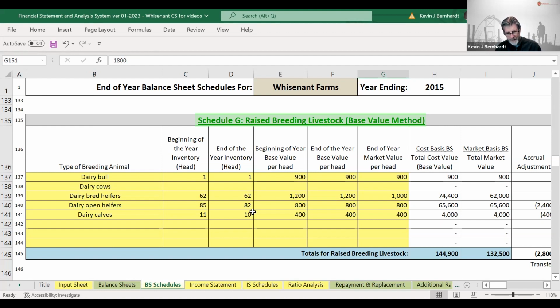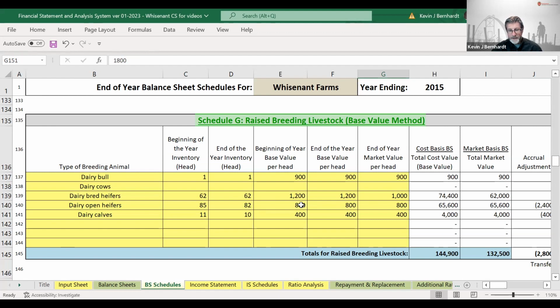And from that time forward, anytime an animal gets into that stage, and it could be different, by the way, for different stages of breeding, open heifer versus bred heifer, etc. As an animal enters each stage of the breeding herd, it is automatically assigned that base value. There's no question about it. It's just automatically assigned. And that's the way the base value method works.